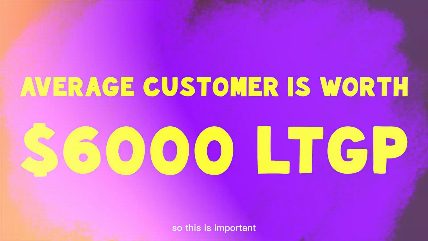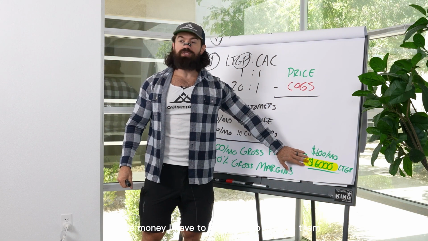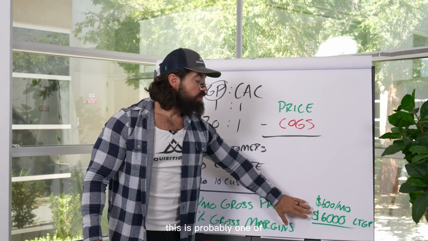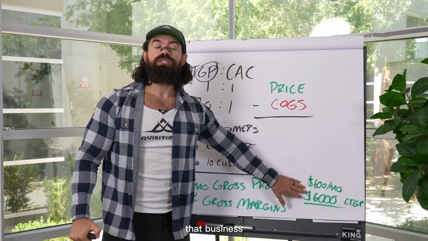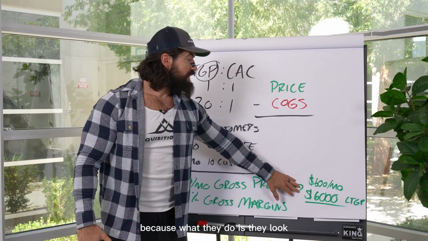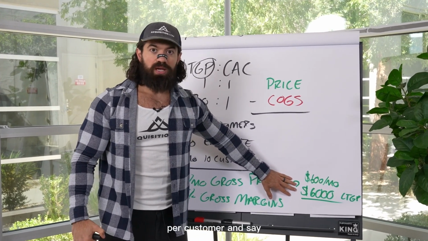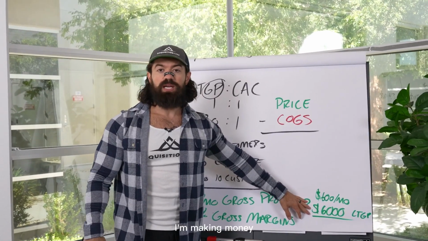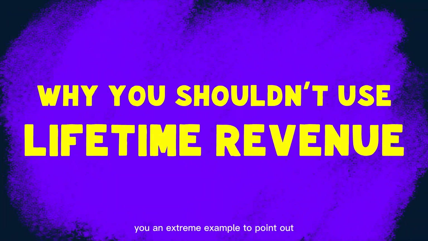So this is important because now this is all the money I have to go spend to acquire them and run the rest of the business. This is probably one of the biggest mistakes that business owners make, because what they do is they look at their lifetime revenue per customer and say, oh, as long as it costs me less than that in advertising, I'm making money. But I'll give you an extreme example to point out why that doesn't work.